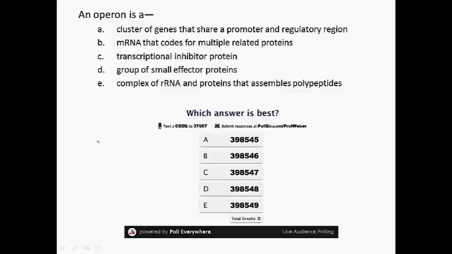Based on the lecture you viewed today, what would you consider an operon to be? You could go just to polev.com. Don't follow that address since this won't be live at the time, but go to polev.com and put in your answer choice on what best describes an operon.